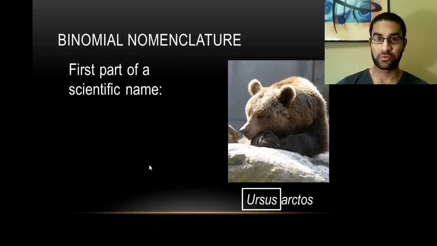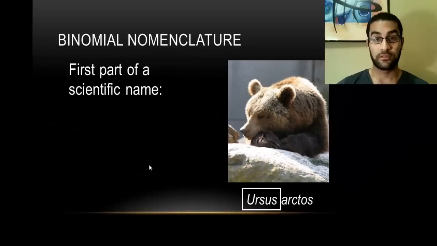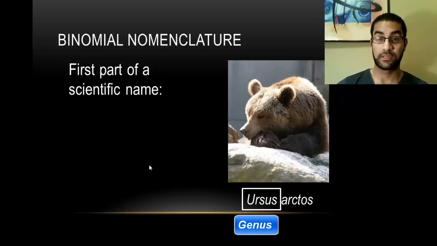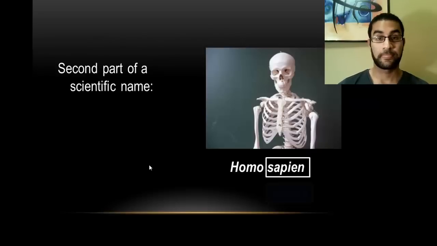The second basic rule, I know this seems kind of detailed, but this is something that I might trick you on later and try to test you on. The first letter of the genus name, which is the first word of the scientific name, is always capitalized, and everything else is lowercase. Okay, so the first word represents the genus, it's all in italics, and that first letter is always capitalized. The second word of a scientific name is the species, and it's always lowercase.